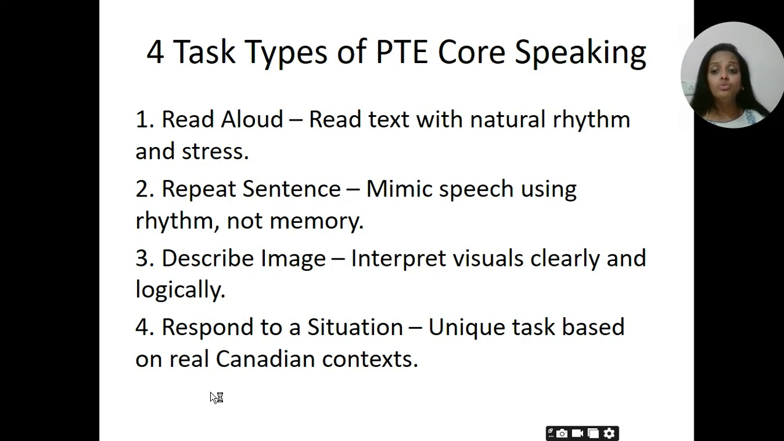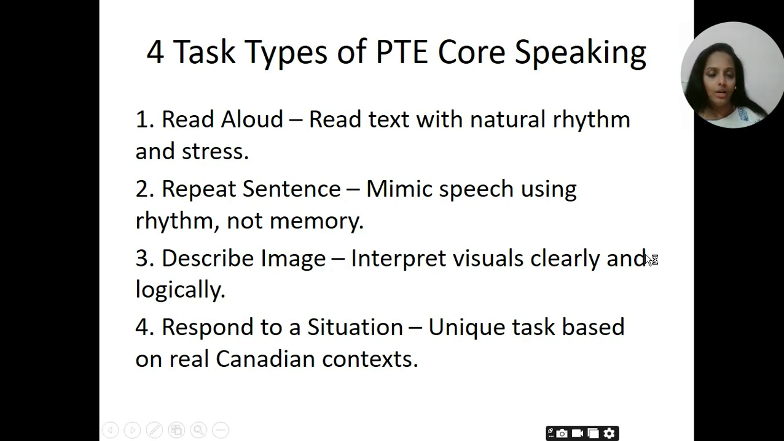Okay. The last one is respond to a situation. So this one is very unique to PTE Core. This is the most dynamic and powerful task. You are placed in a situation that mirrors real life in Canada, often from a workplace, and must respond professionally and clearly within 40 seconds.